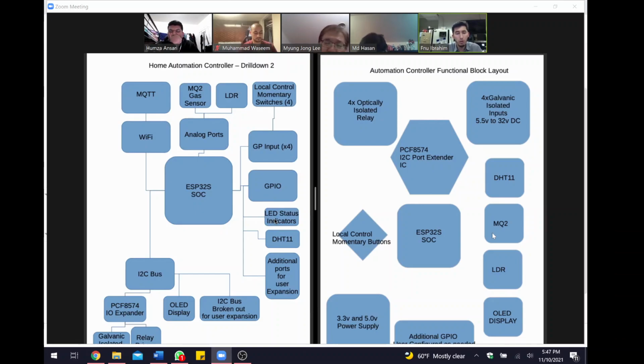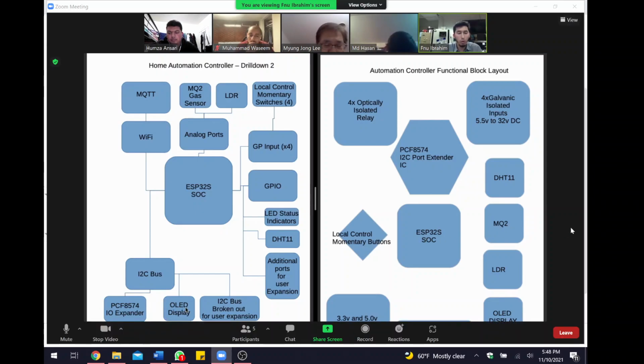And the LED status is going to be the LED indicators, and also there are pins connected to the DHT11, which is a humidity and temperature sensor. I also have extra expansion pins for future use if we need to. Coming down to the bottom left, the I2C is a bus, the channel. It connects to a display, an OLED display.